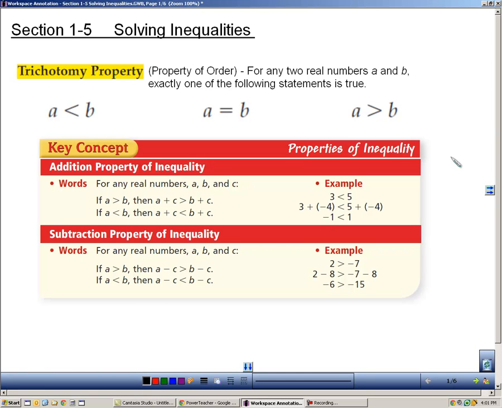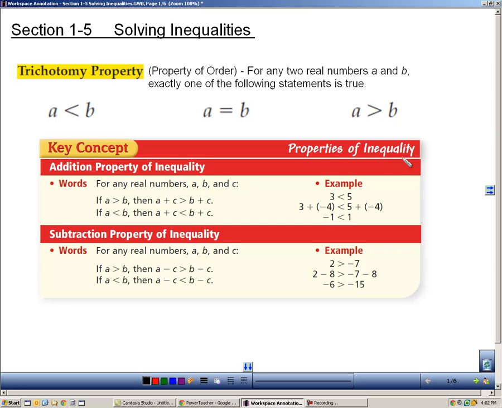Section 1.5 is about solving inequalities, just a review of inequalities and how we've learned them in the past. We'll start with this thing called the trichotomy property. It's also called the property of order. Basically it's saying that if you have two numbers, the first one has to be smaller than the second, it has to be equal to the second, or it has to be greater than the second. Those are the only three possibilities when you have two numbers.